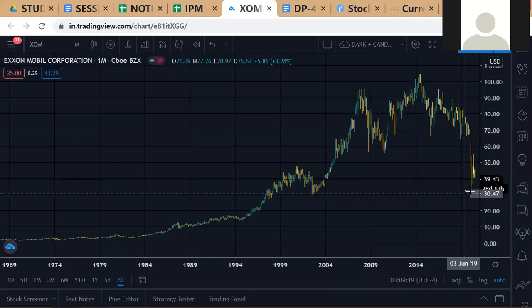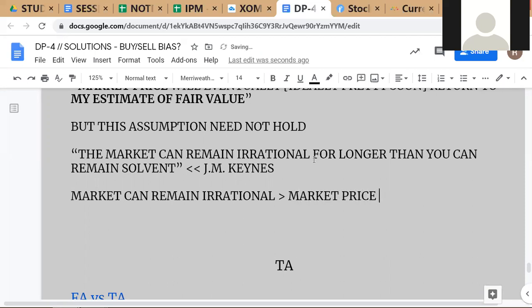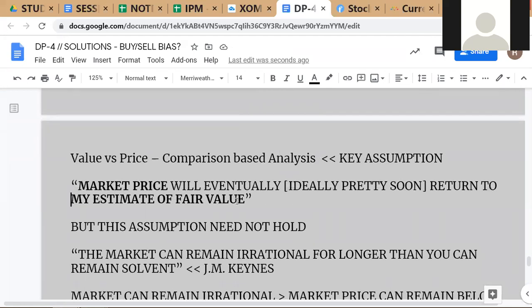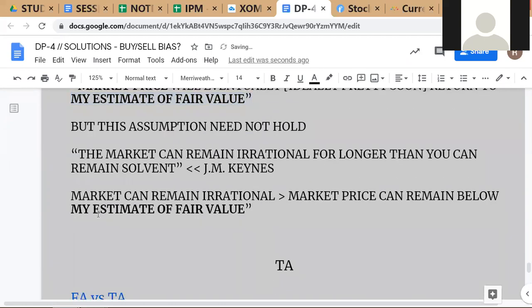Now, what does he mean by the market can remain irrational here? Let me explain this quotation. It's a very important quotation to understand, to get a full understanding of FA. You need to understand this quotation. Market can remain irrational means that market price can remain below my estimate or your estimate. This is what it means.